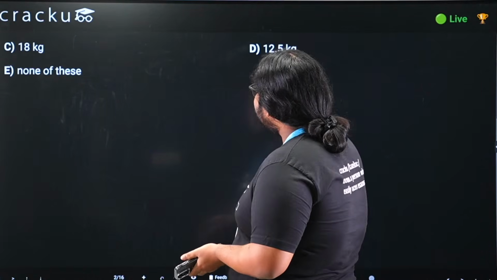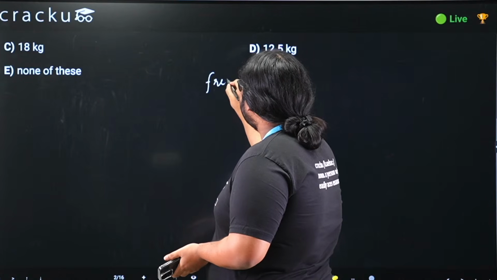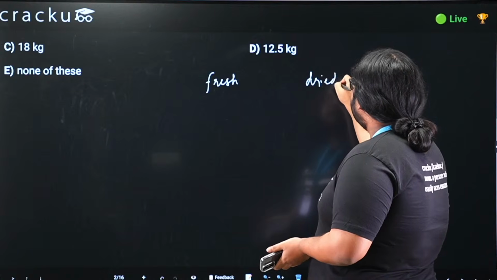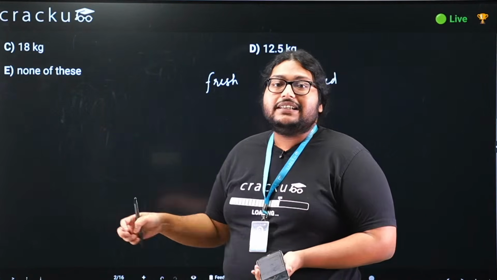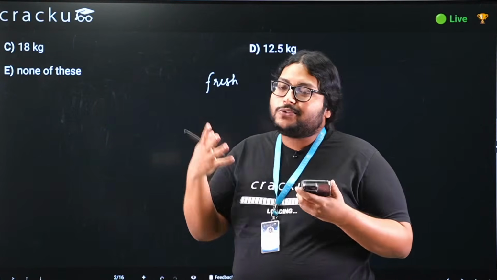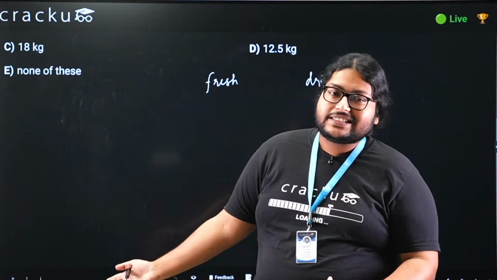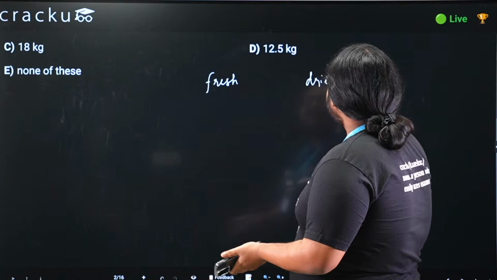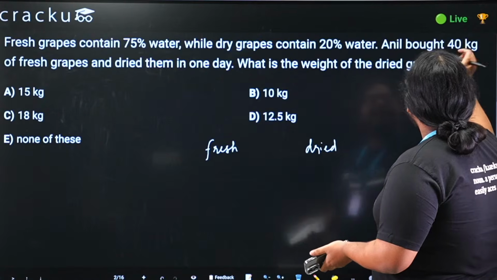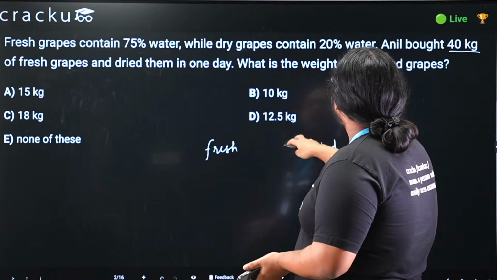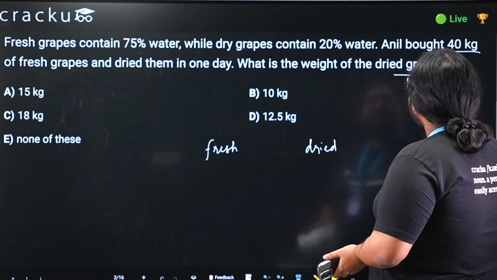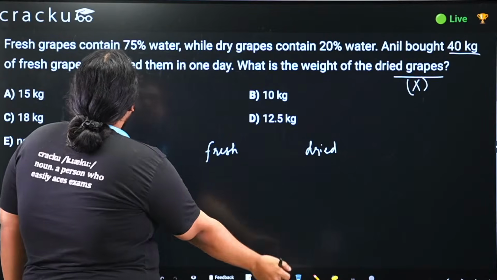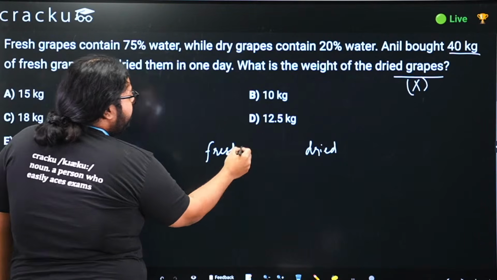So what are the cases? Case one is the fresh grape, and then we have the dried grape. But in both cases, the pulp remains the same. So the fundamental idea for solving these kinds of questions is to equate the pulp from both sides. He says Anil bought 40 kgs of fresh grapes. What is the weight of the dried grapes? Let's consider that there are X kgs of dried grapes. Now the fresh is 40 kgs.